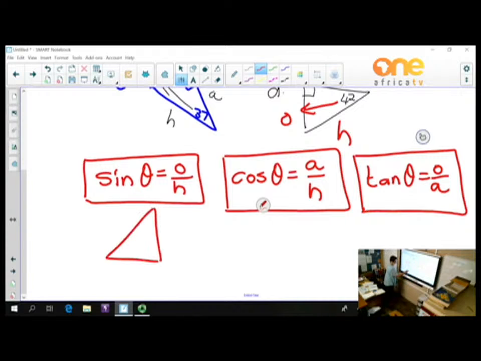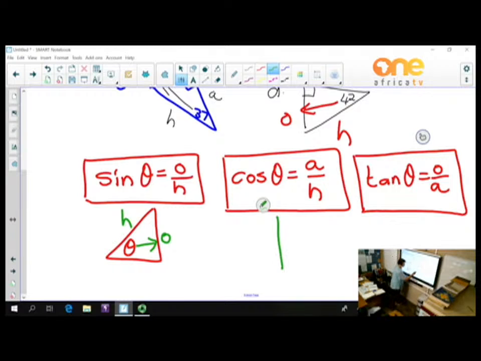So let's look at the sine one, and there's your marked angle theta. Theta is a Greek letter for any angle then there. It might be A, B, X, Y, Z. But we usually use theta here. So when will I use sine theta? I will use it if I have the opposite and the hypotenuse. So the sides will tell you which function to use.